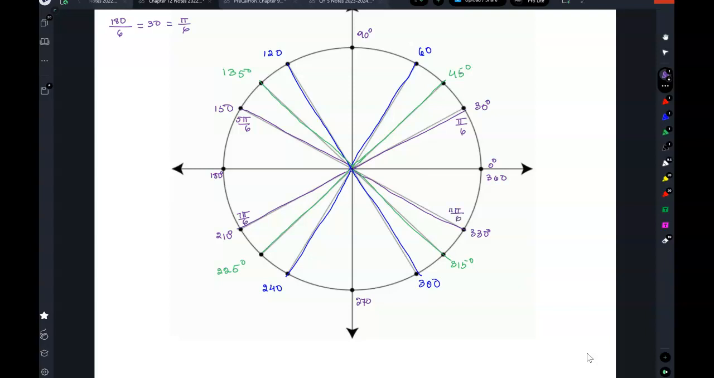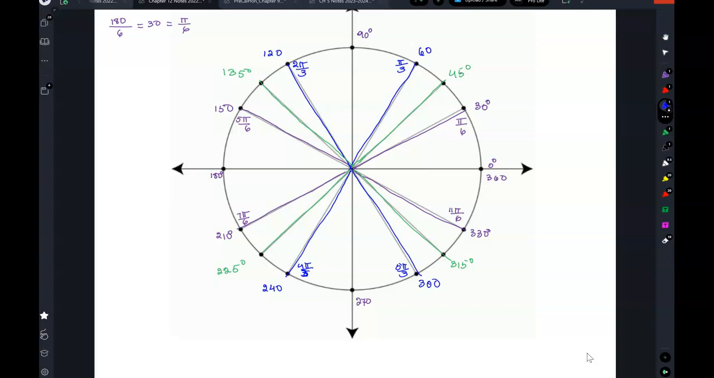Okay, now let's do the pi over 3s. Those are the 60 degrees. Pi over 3s. 1 pi over 3. What's the next one that doesn't cancel? 2 pi over 3. What's the next one that doesn't cancel? 4 pi over 3. And then 5 pi over 3.